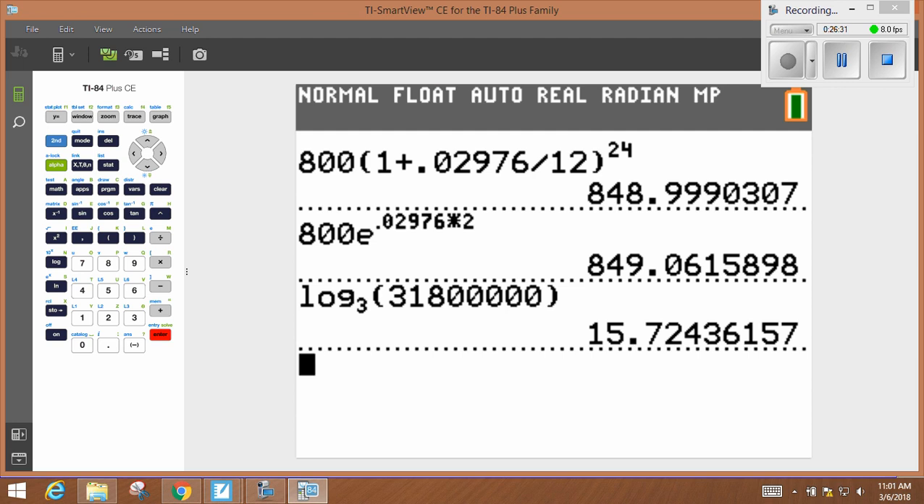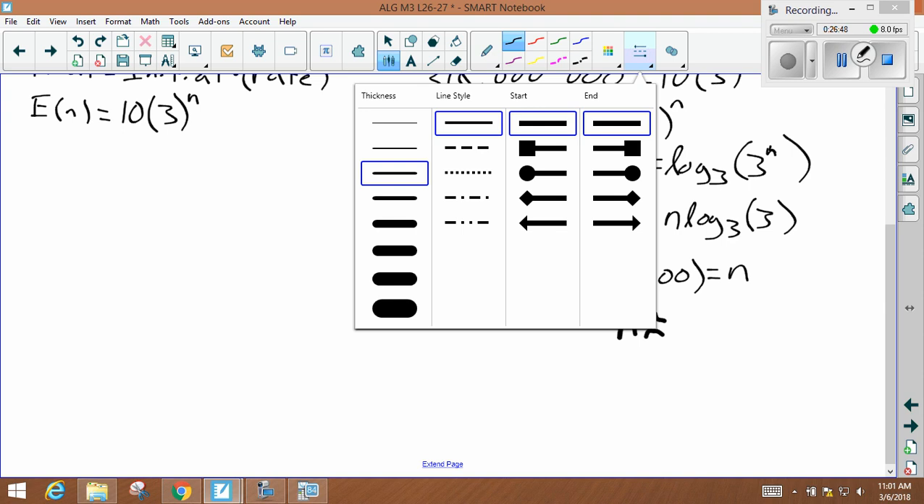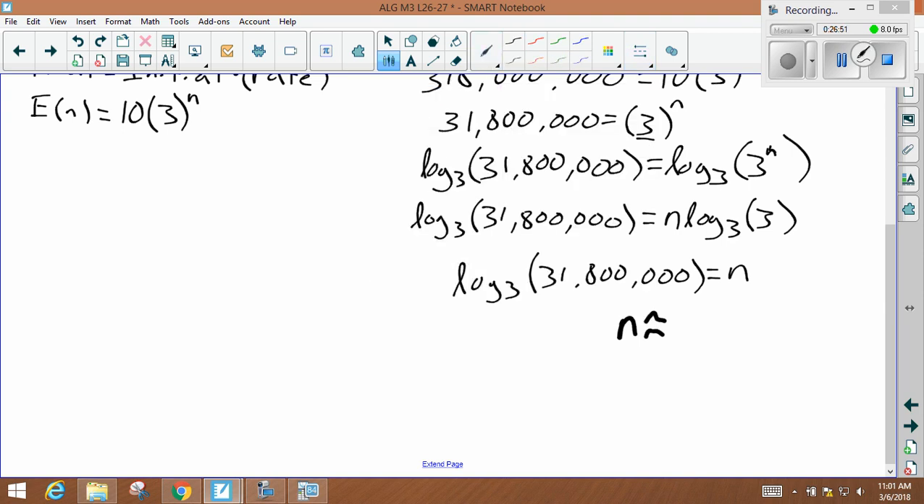And it looks like around 16 years, or 15.724 years, okay? And is approximately 15.724. Yeah, I got that. Wasn't it days though? Was it days? Yeah. Oh. So it takes 16 days.